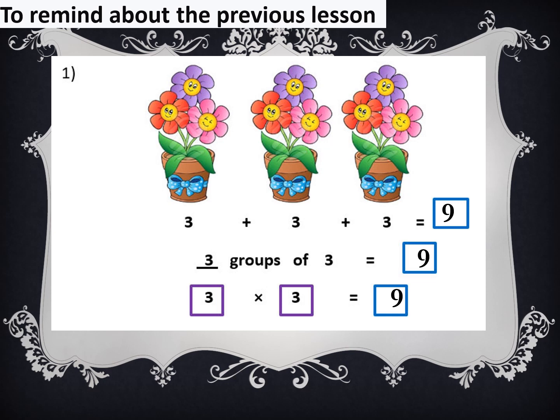In each group we have three. We have got three groups of three. So we can add 3 three times. 3 plus 3 plus 3. And the answer will be excellent. The sum is 9. Now use multiplication. 3 multiply 3 equals 9.